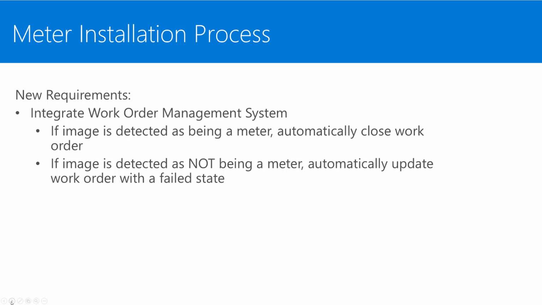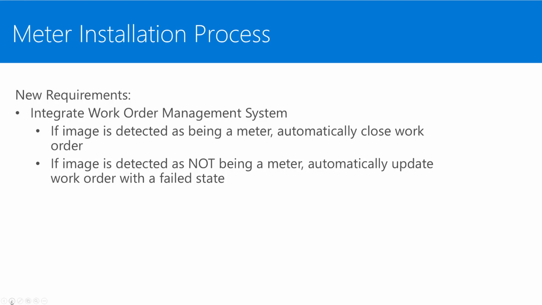Then we'd have a customer call in complaining that their meter read is wrong, and the contact center agent would have bad data to work off of. But what we're going to say is, if the computer vision API detects that the image is in fact a meter, we're going to automatically close the work order. This allows us to take a manual step away from the field technician and close that work order automatically, so that they can focus on switching out the next meter and not be concerned with logging into systems to close out work orders.